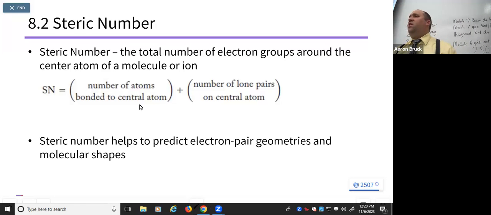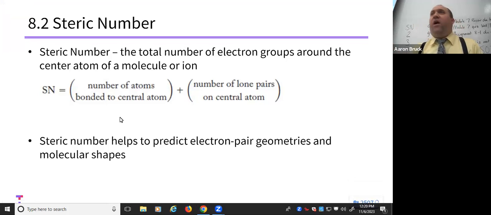All right, we're starting today. We're going to go through the different shapes, and we're kind of picking up where we left off on Friday. Friday, we ended by talking about steric number.